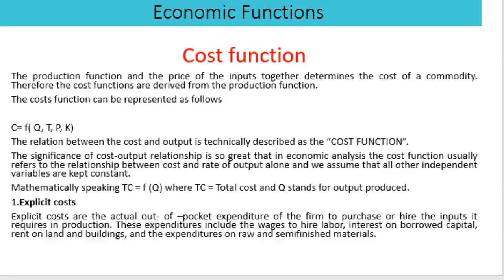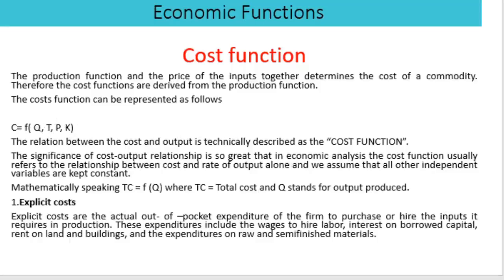That is, the production function and the prices of the inputs determine the cost, and therefore the cost functions are derived from the production function. And the cost function can be represented as follows. A function of Q, output produced, various inputs, price of the inputs, technology, capital, etc. Usually the cost function is expressed as a functional relationship between the cost and the output, with all other variables kept constant.